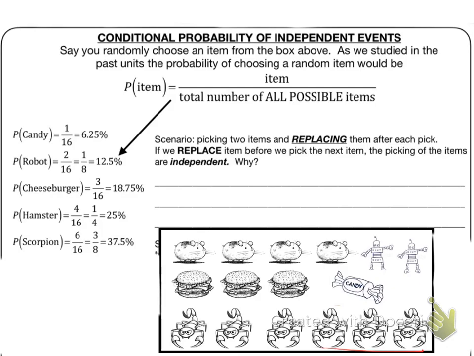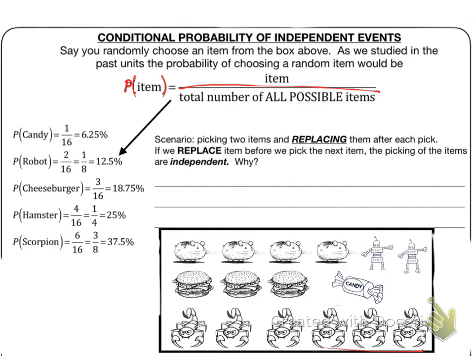As we studied in the past units of probability, the probability of choosing an item is equal to that item over possible outcomes. Okay, and we've had a ton of practice with that. Just a quick thing, I moved the box down here to the bottom. It just so happened that way. So let's look at our scenario.